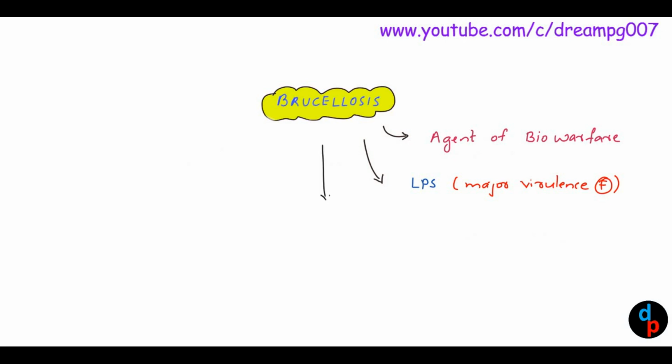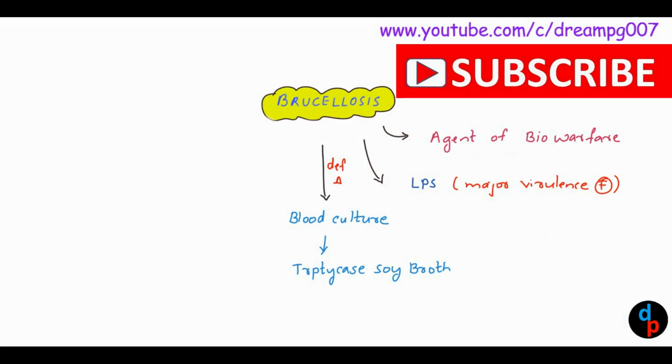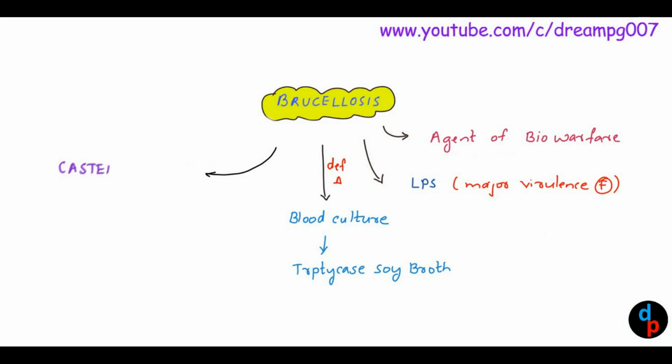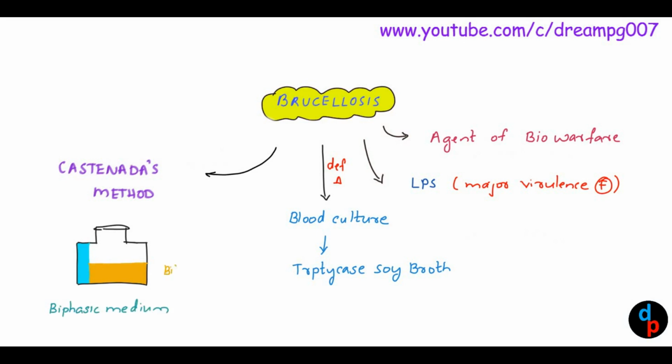The definitive diagnosis for brucellosis is blood culture. Here the culture is done in trypticase soy broth. Castaneda method is the specific method for brucellosis detection. Here we use a biphasic medium. The liquid medium is the bile broth and the solid medium is agar.